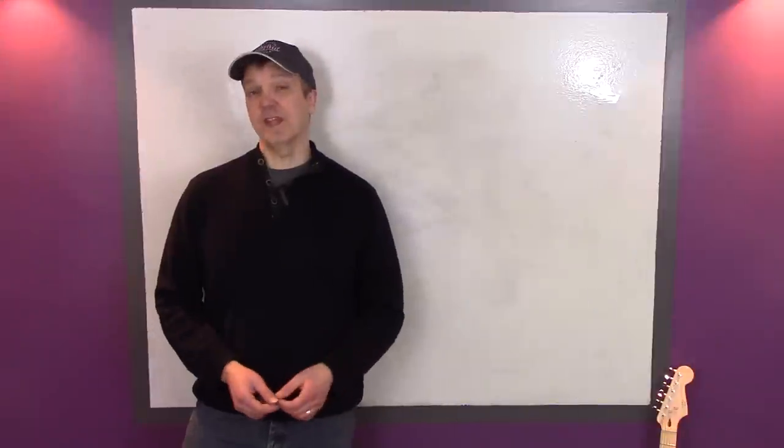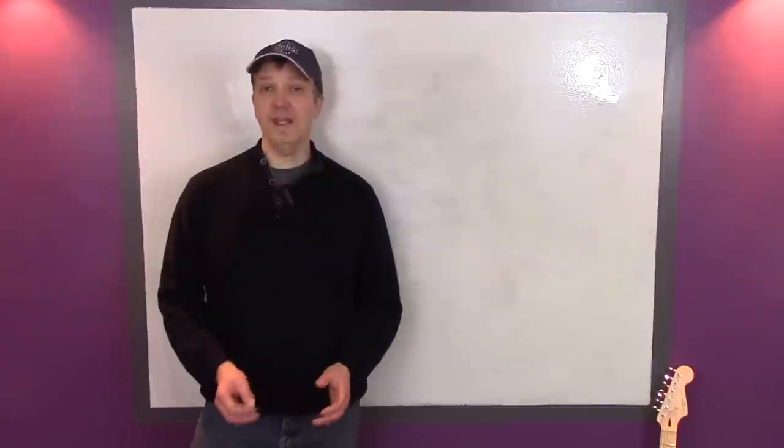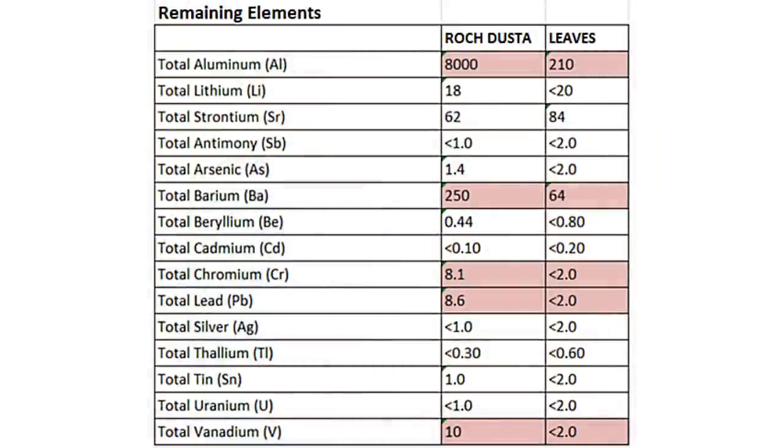Now let's move on to the trace minerals that have no known role in plant growth or health. In fact, many of them are quite toxic to both plants and humans in sufficient concentrations. Looking at these minerals in rock dust A and leaves, we see that most are in similar ranges or at statistically insignificant levels. However, rock dust A contains significantly more aluminum, barium, chromium, lead, and vanadium.